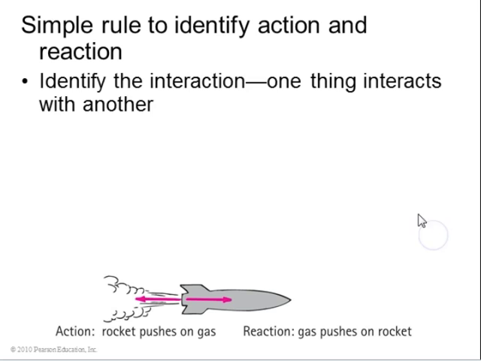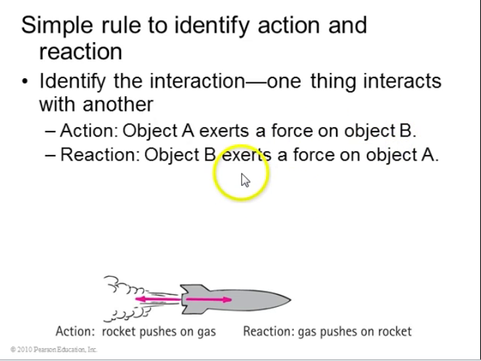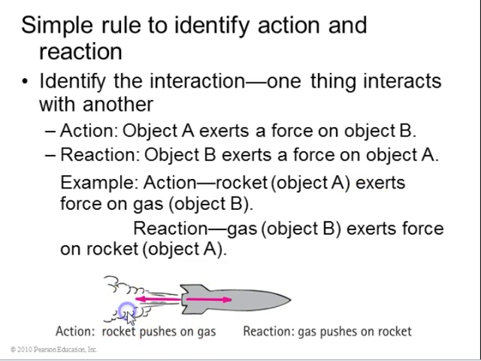So a simple rule to identify action and reaction forces is first look at the interaction. One thing interacts with another. If you say that object A exerts a force on object B, that's your action. Your reaction is that object B exerts a force on object A. Example, if you have a rocket, object A exerts a force on gas, object B, then the reaction is that the gas, object B, exerts a force on the rocket, object A.